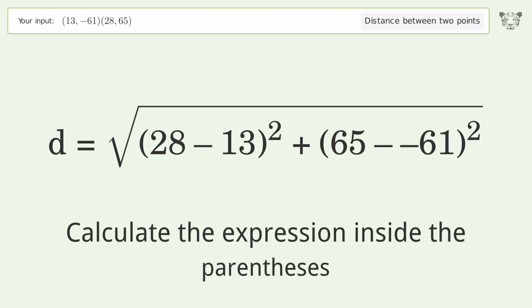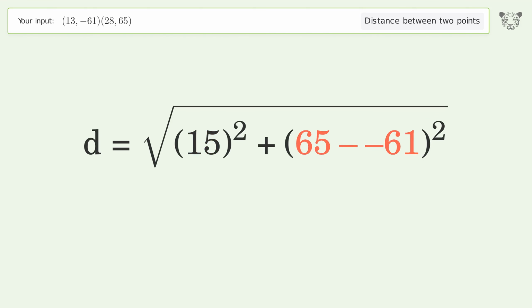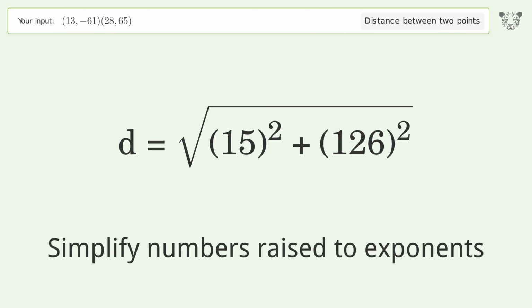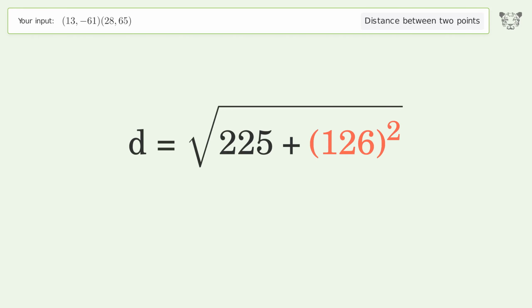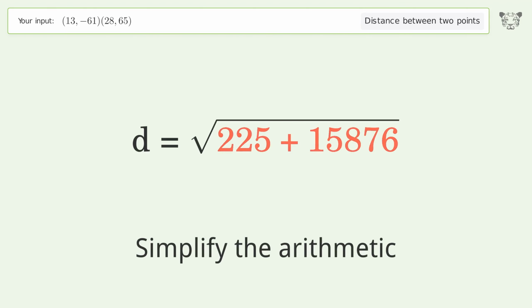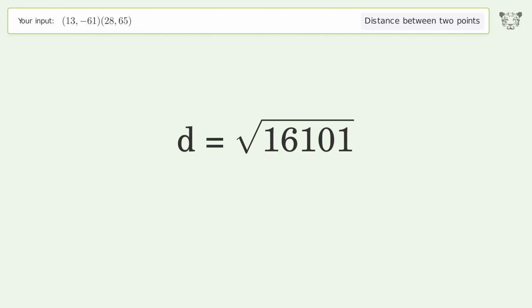Calculate the expression inside the parentheses. Simplify numbers raised to exponents. Simplify the arithmetic. And so the distance between the 2 points is the square root of 16,101, or 126.89.